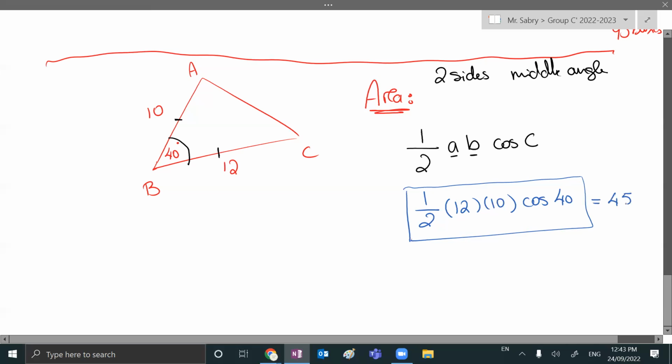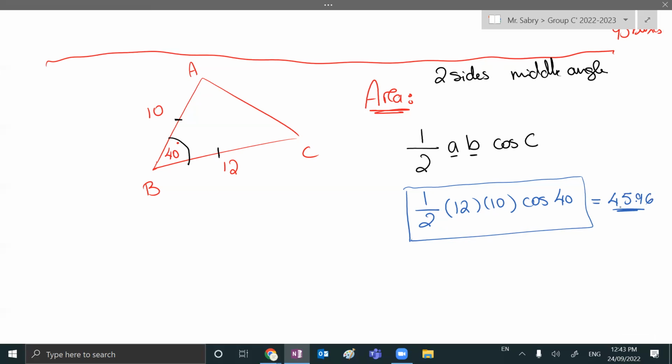Okay. So again, normally if I do need to find the area I just need half times the base times the height and so on. But what if I don't have the measures of all the sides? Instead, I have the measures of 2 sides and the middle angle. In this case, I can easily say that the area is half times the 2 sides times cosine the middle angle. It can't be anything other than cosine, not sine.